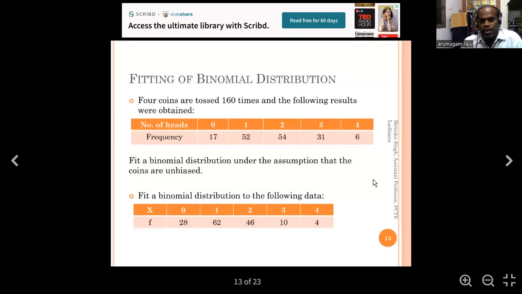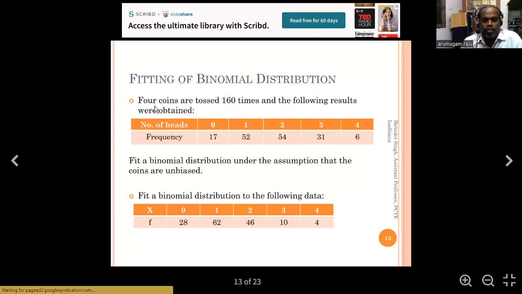Next we have the concept of fitting of binomial distribution. They will give some x values and the corresponding frequencies. Based on the x and frequency, we have to fit the binomial distribution. We already know the binomial distribution very well, that means P(x) = nCr p^r q^(n-r). So we have to fit the binomial distribution for the given problems.